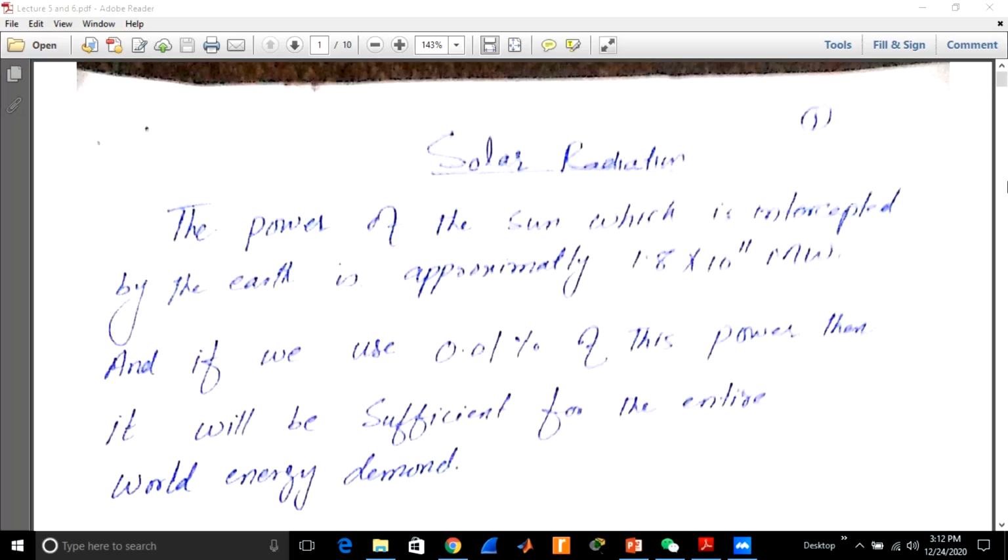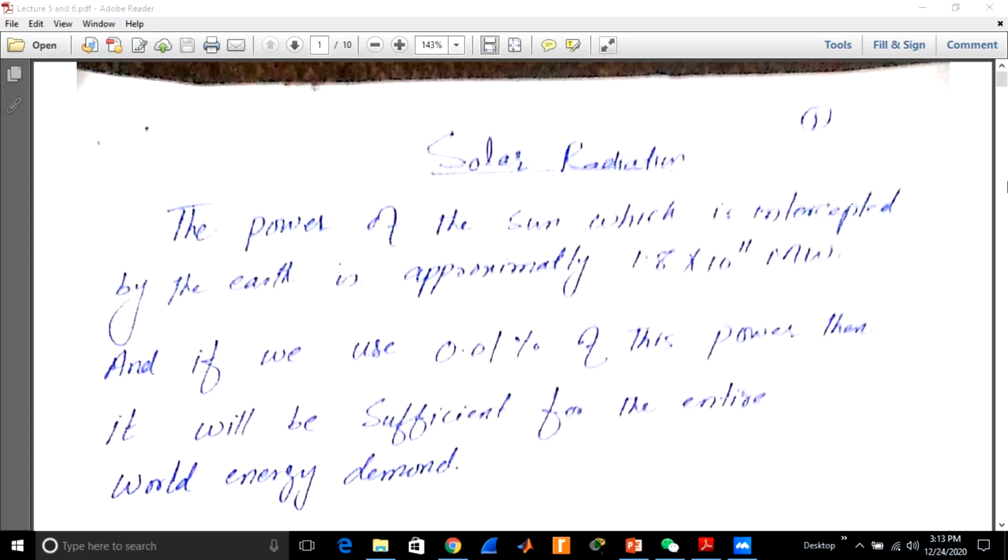So today's lecture is about solar radiation: what solar radiation is and what percentage of it we can use. We cannot use the solar radiation entirely, but if we use 0.01% of solar, it will be sufficient for the entire energy demand of the world.